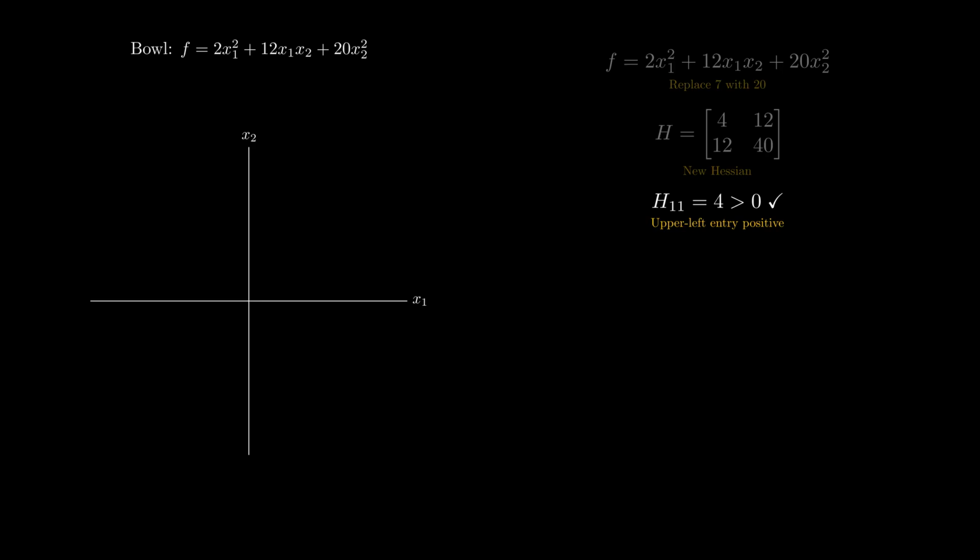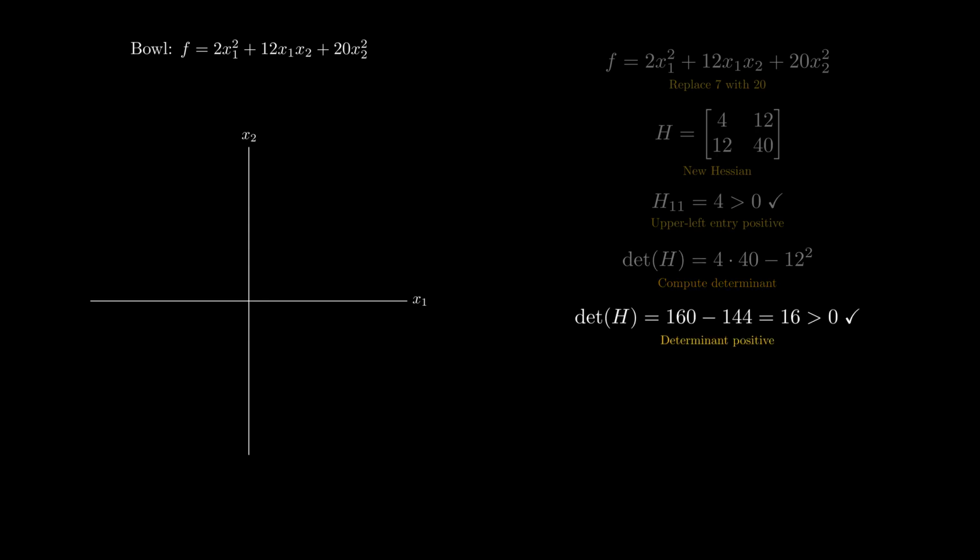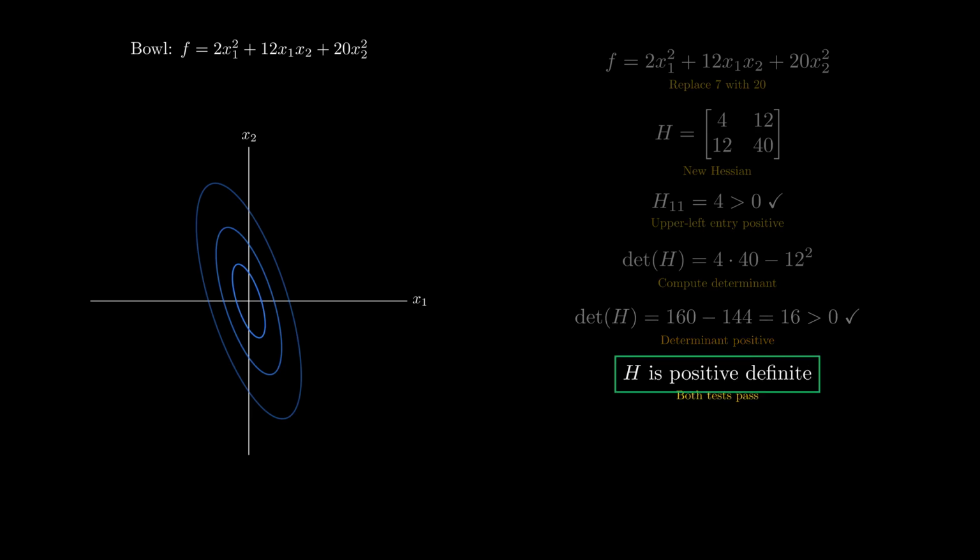Now let's change just one number. Replace the 7 with 20, so our function becomes f equals 2x1 squared plus 12x1x2 plus 20x2 squared. The Hessian now reads 4, 12, 12, 40. Run the test. Upper left entry is 4, which is positive. First check passes. Determinant is 4 times 40 minus 12 squared. That's 160 minus 144, which equals 16, positive. Second check passes. Both tests pass, so the Hessian is positive definite.